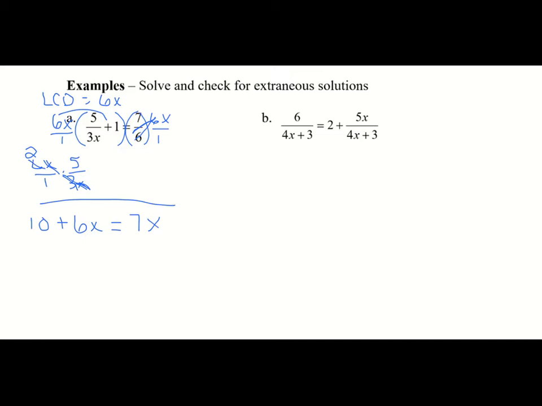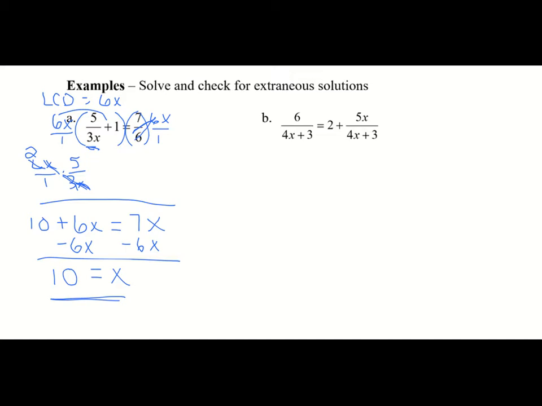I'm going to subtract 6x from both sides. And that's going to give me 10 equals x. And I'm all done. Now we do want to check our answer. If I plug 10 into my denominator where I have an x, 3 times 10 will not give me 0, so it is a true solution, not an extraneous solution. It works.